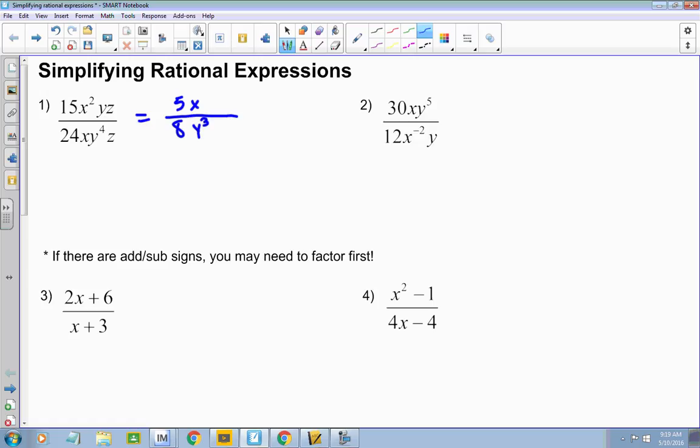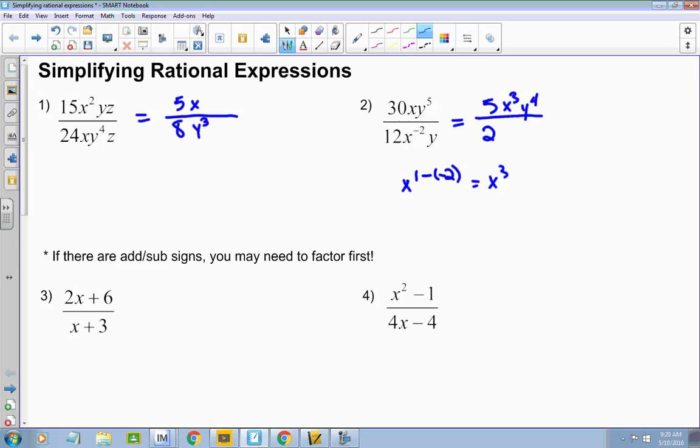Okay. All right, what goes into both 30 and 12? 6. Okay, so 6 goes into 30 5 times, and it goes into 12 2 times. All right, now, I end up with x to the 1 minus negative 2, right? What's 1 minus a negative 2? 3, right? So that ends up being x to the third power, and so where's that going to go? On the top. Okay, and then we have a y to the fifth on the top and a y on the bottom. Y to the fourth on the top. Just like that. Okay? Alright, so that's those kinds of problems.